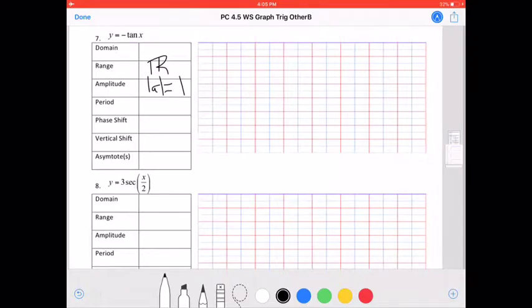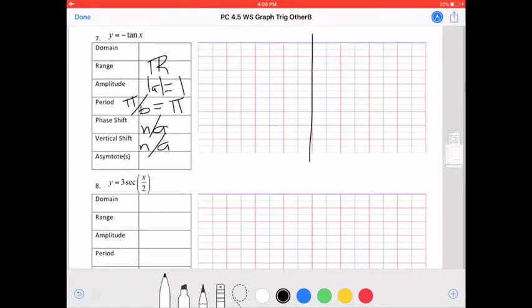For period, for tangent, just like we said for cotangent, it's going to be pi divided by the absolute value of b, which here we don't see anything, so that means it's 1. So here our period is pi. Phase shift, we don't see anything, so we can write NA or 0. Likewise, for vertical shift, we don't see anything, so NA.